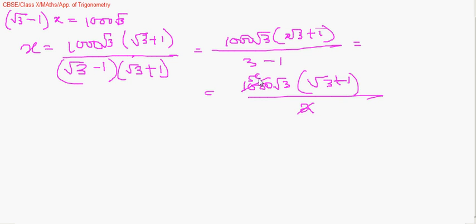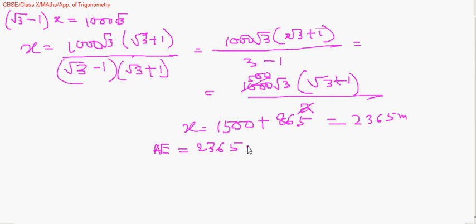This is getting cancelled, and I'm getting 500 root 3 into root 3 plus 1, so 500 into 3 gives me 1500 plus 500 root 3. Now replacing root 3 with 1.73, 500 into 1.73 gives me 865. So 865 plus 1500 gives me 2365 meters. This is x. I considered x to be AE, so AE is now 2365 meters. Thank you.